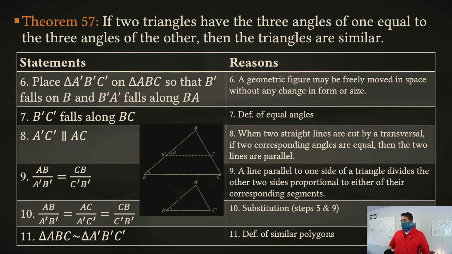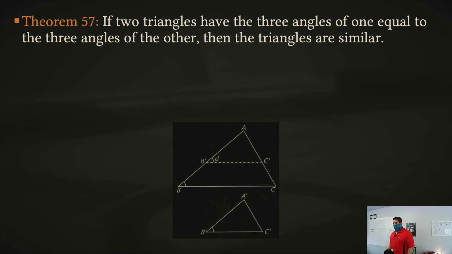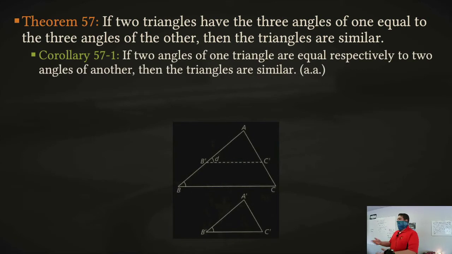All right, Theorem 57. Moving on here, we do have a couple corollaries that use the same diagrams. If two angles of one triangle are equal respectively to two angles of the other, then the triangles are similar. We actually just proved this in the previous statement. We only actually dealt with 2 out of the 3 angles, and we were able to prove it. So we actually don't need the third angle. That's represented by lowercase aa.